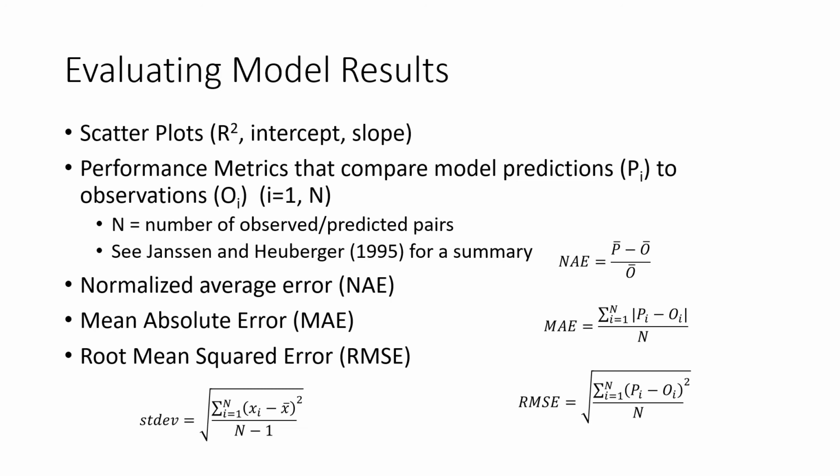The standard deviation, I put that in there just because it has a very similar format to root mean squared error. The standard deviation equation expresses the variation about the mean of the x of i. So the root mean squared error is the variation of the predicted values compared to the observations. So the bigger the root mean square error, the bigger the variation of the predicted values compared to the observations.